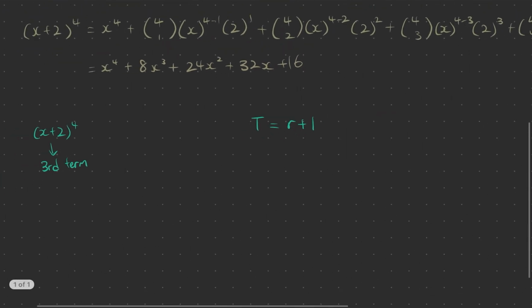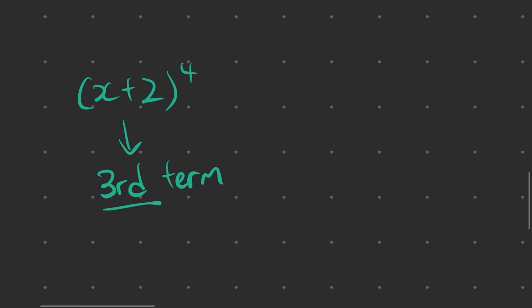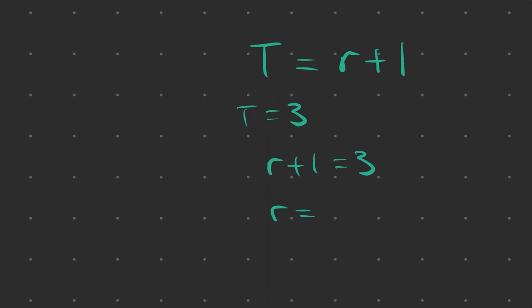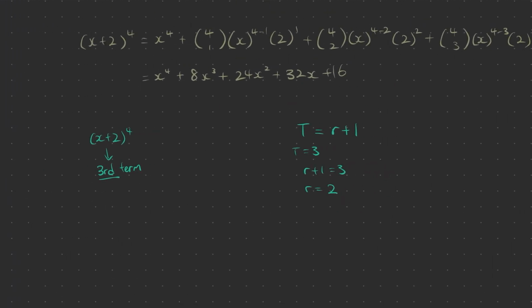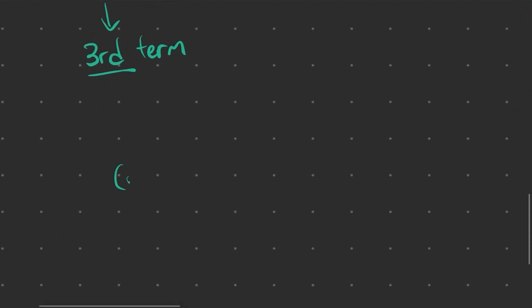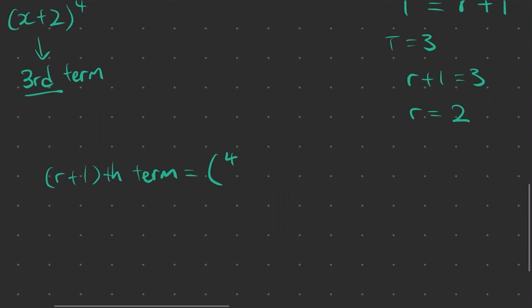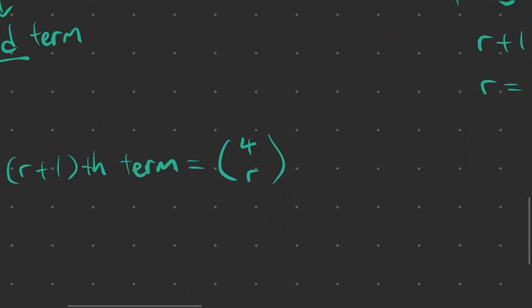Alright? So now I am just trying to find my third term, right? So my t will equal 3. Therefore, r plus 1 equals 3, and therefore my r will equal 3 minus 1, which is just 2. And for that, my r plus 1 term, which is my third term, will equal 4 choose r, and my r is 2, so therefore, oh wait, hold on, let me just write this out real quick.